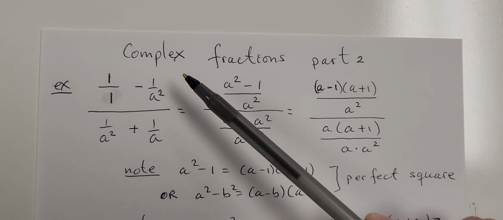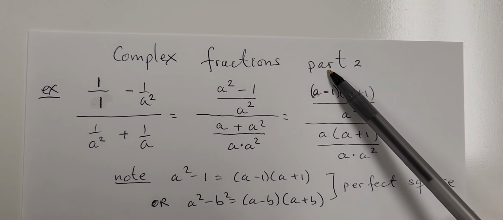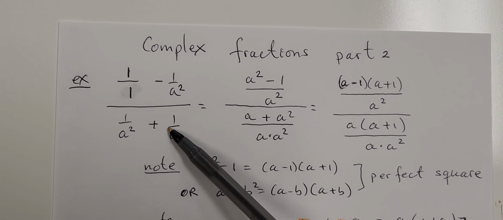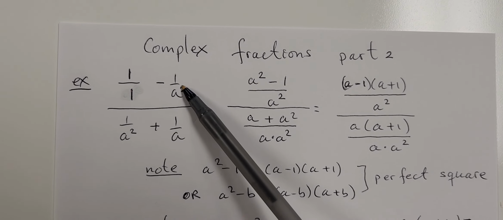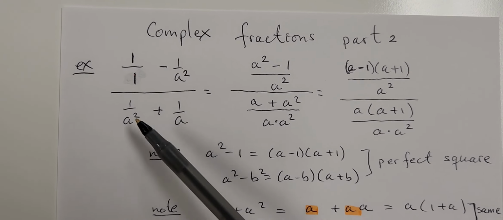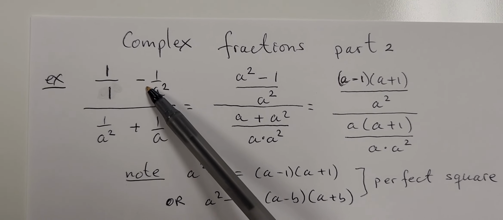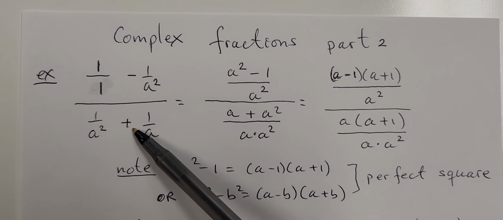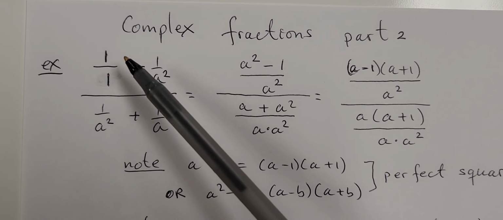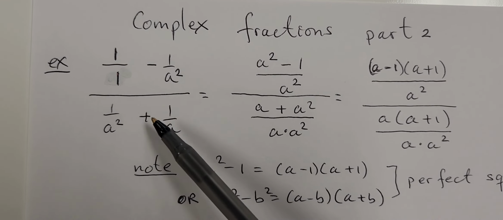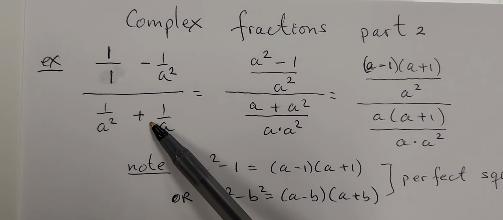This lesson is complex fractions part 2. Here is an example. On top I have subtracting fractions, and in the bottom I have adding fractions. Again, subtracting fractions on top, adding fractions in the bottom. So let's take care of the top first and then the bottom next.